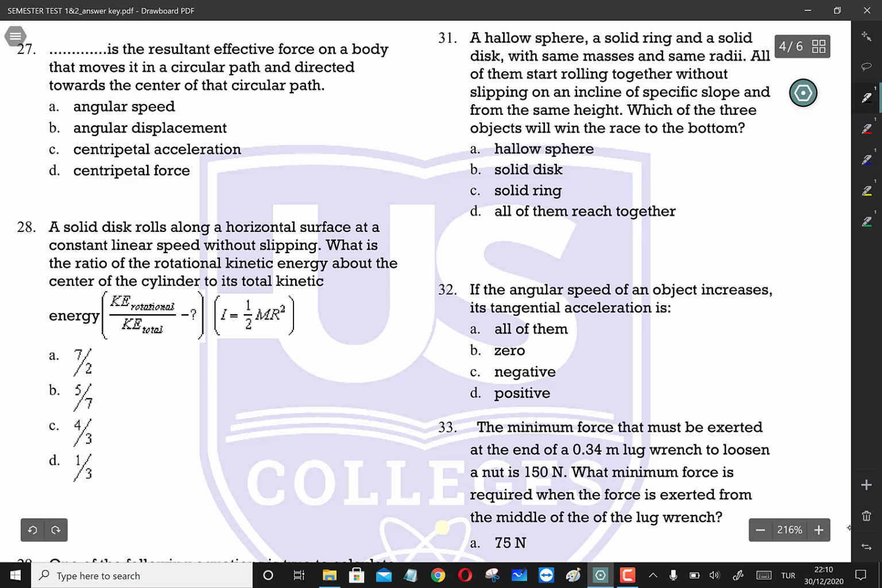The resultant effective force on a body that moves in a circular path and is directed towards the center of that circular path is the definition of centripetal force.